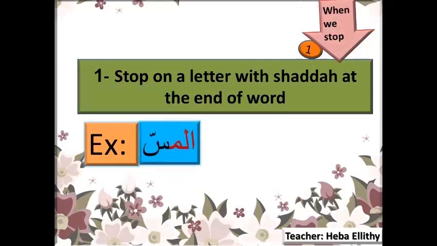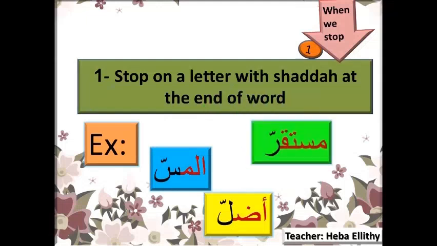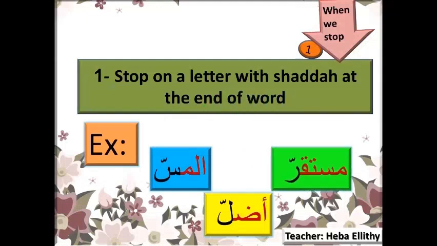Example: المس. This is how we stop on it. أضل. This is how we stop on it. مستقر. This is how we stop on it. So if we look here, we will find the ra with shadda at the end. How can I stop on it again? مستقر. I raise my voice a little bit on the ra to let the one listening to me feel this is a ra as if I connect. Here, lam with shadda, أضل.